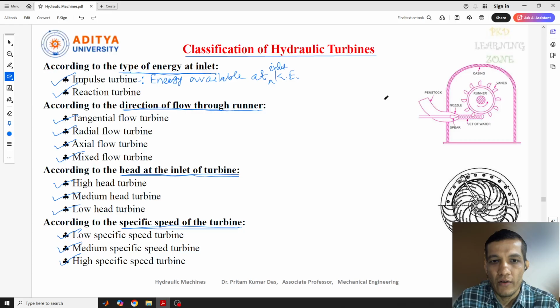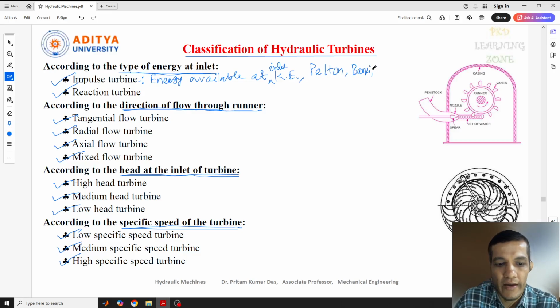Now this is one example. In this impulse turbine we have some different kinds of turbines, like one of them is Pelton turbine, and another one is Banki turbine, and Zonewall turbine is there, and many more options are there actually. So out of all these turbines, the most useful turbine in the impulse type is the Pelton turbine. Mostly we refer to the Pelton turbine as an impulse turbine.